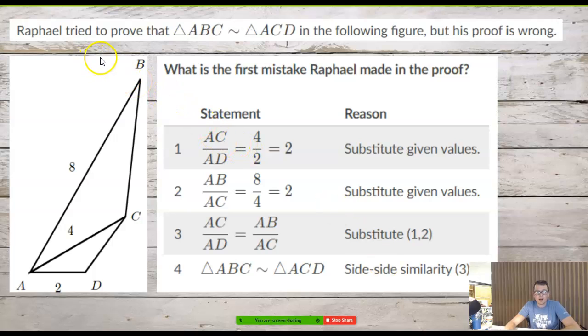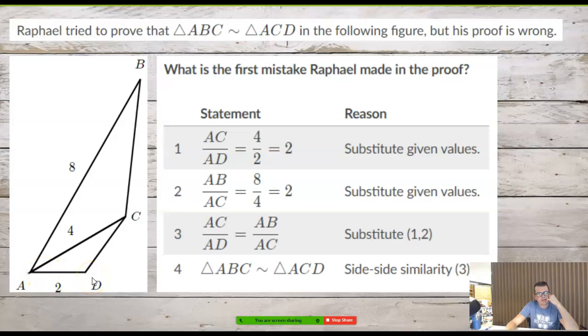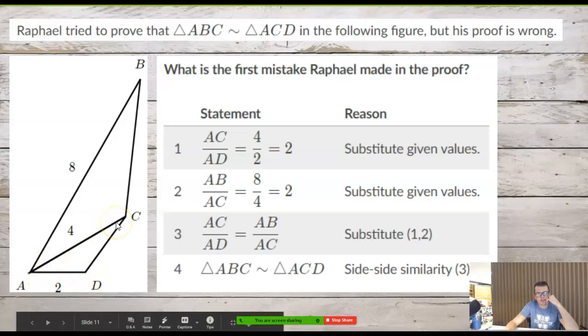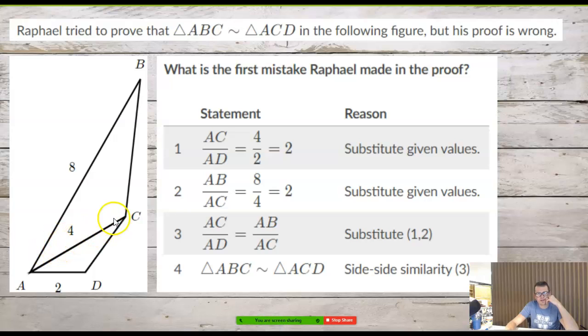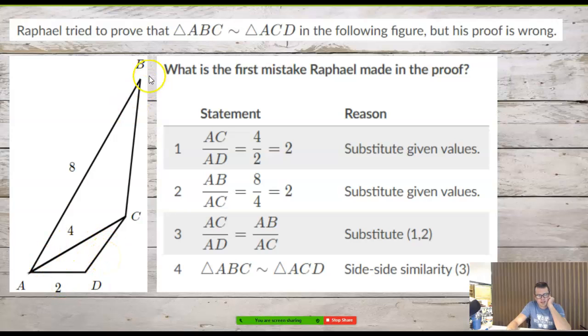So when we look at what Raphael tried to do with ABC to ACD here, what is the first mistake that he made? Let's scan through his proof. He said side AC to AD. Notice how AC could be part of either triangle. AC is part of the big triangle and it's part of the smaller triangle. So that'd be like long side to short side. I'm not quite sure about the length of this side. AB to AC is also 2 to 1.